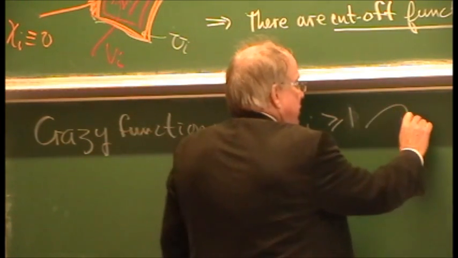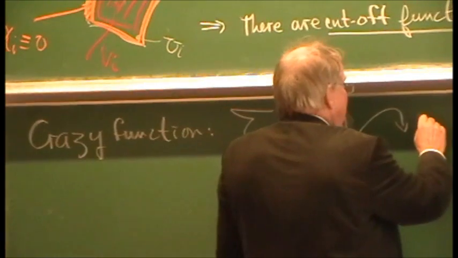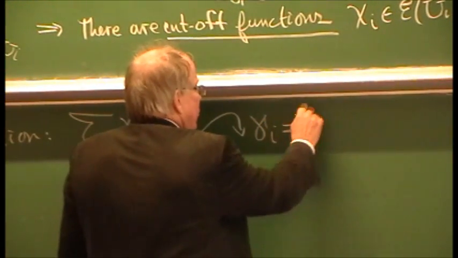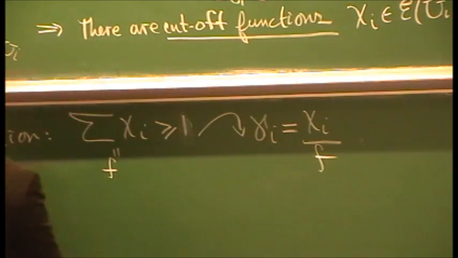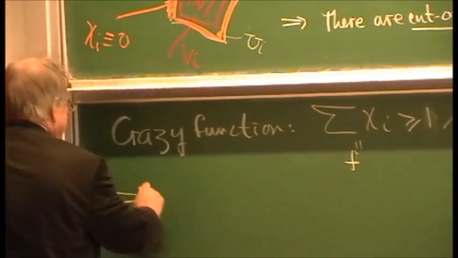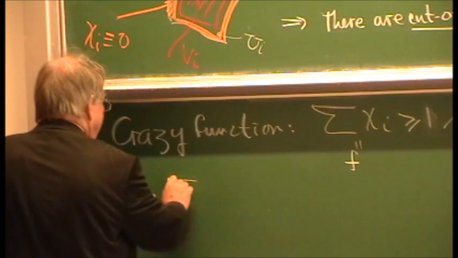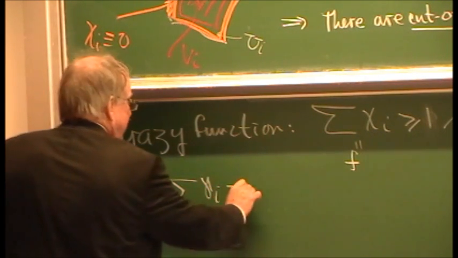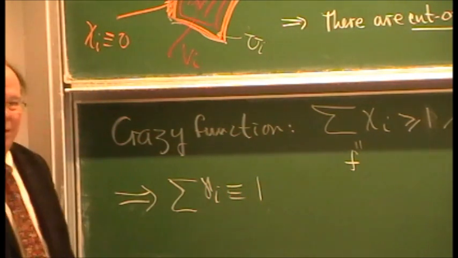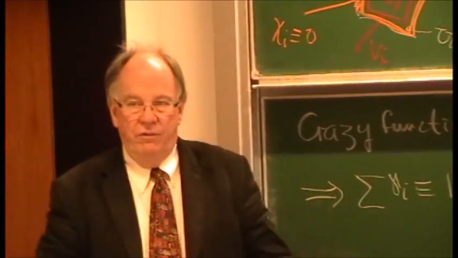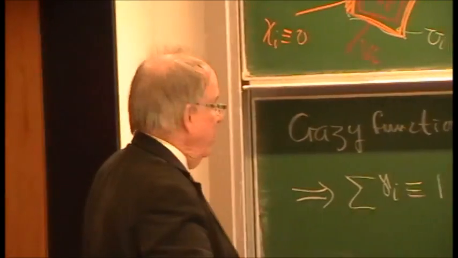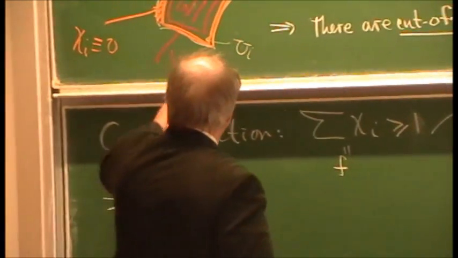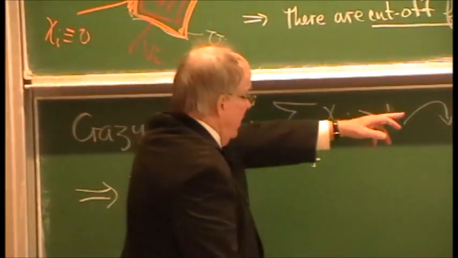And then what we do is do something silly. We say gamma_i is equal to chi_i divided by f. And then you make the silly observation that the sum of the gamma_i's is identically 1, because we scaled the function, and we're okay, right? So that's a partition of unity, right? The individual functions gamma_i are just the same as chi except scaled.